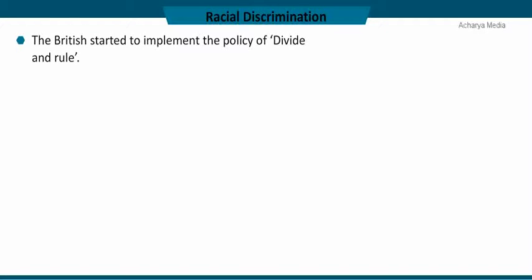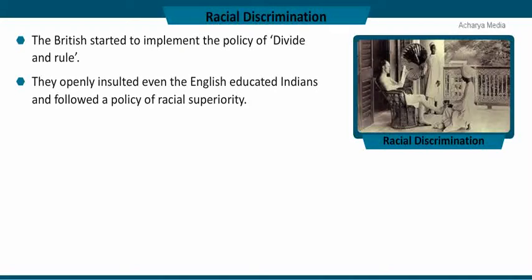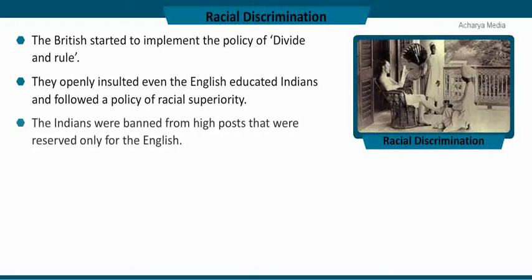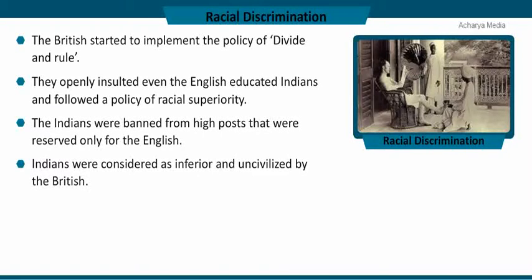Racial discrimination. The British started to implement the policy of divide and rule. They openly insulted even the English-educated Indians and followed a policy of racial superiority. The Indians were banned from high posts that were reserved only for the English. Indians were considered as inferior and uncivilized by the British.